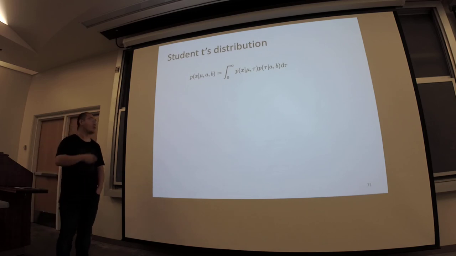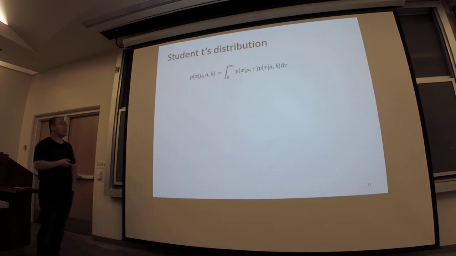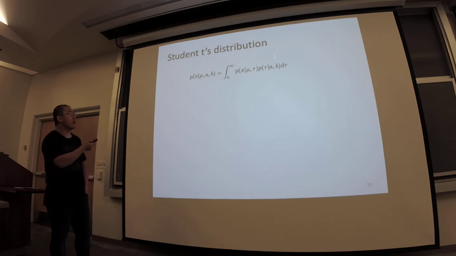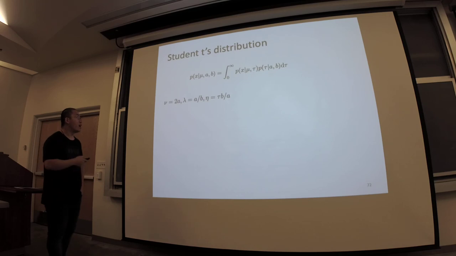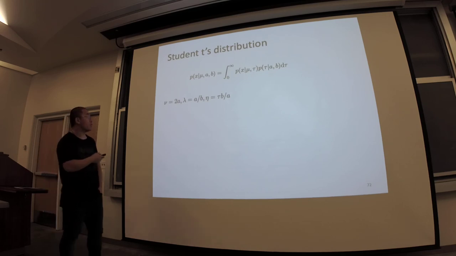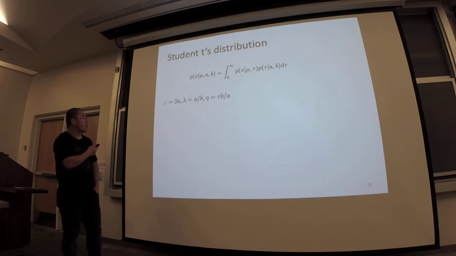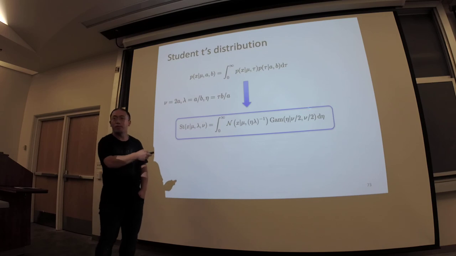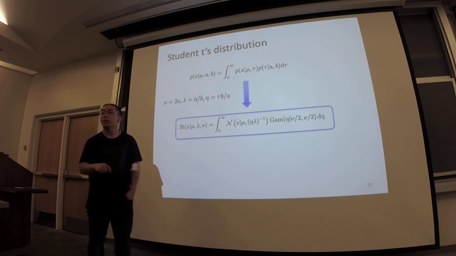So the last point. If we really look at the t distribution, it can be written as this integral, right? And now this is a gamma distribution. Now if we write a and b in terms of the t distribution's parameters, in terms of nu, lambda, and eta, then you can rewrite the density of the t distribution as this integral. It's just a variable transformation.